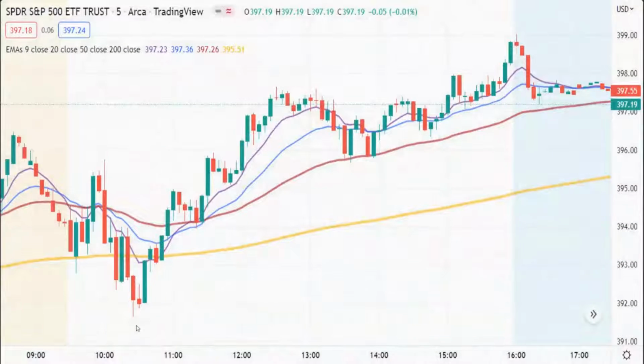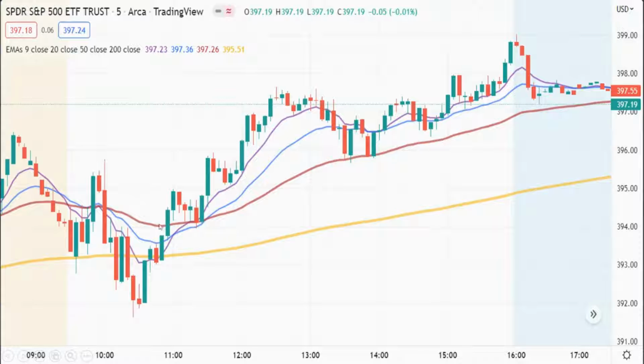When you see this chart, I want you to think support and resistance. Here we're on the 5-minute chart using the 9, 20, 50, and 200. The colors are as stated. The 9 is purple, the 20 is blue, the 50 is red, and the 200 is yellow. I want to point out a period here.